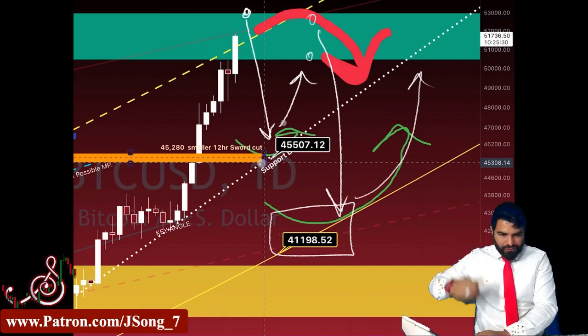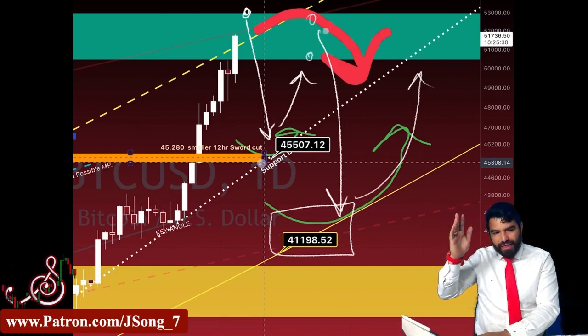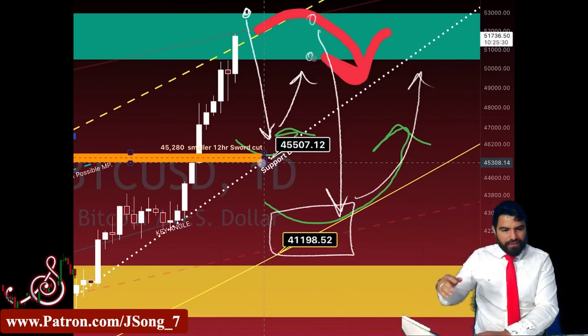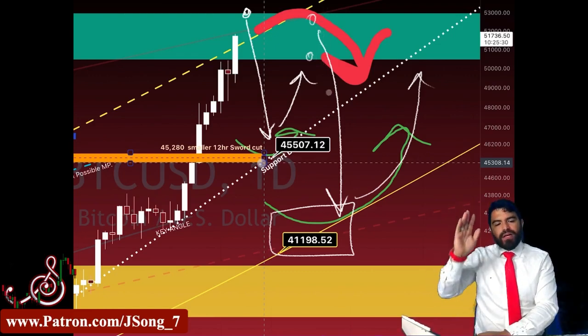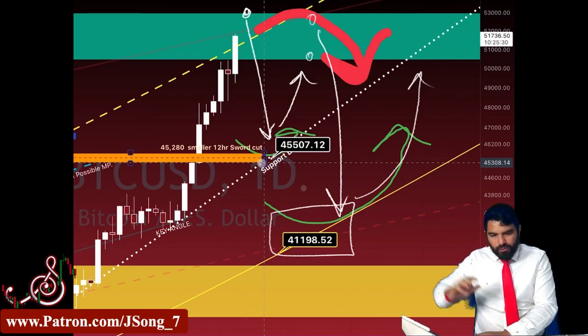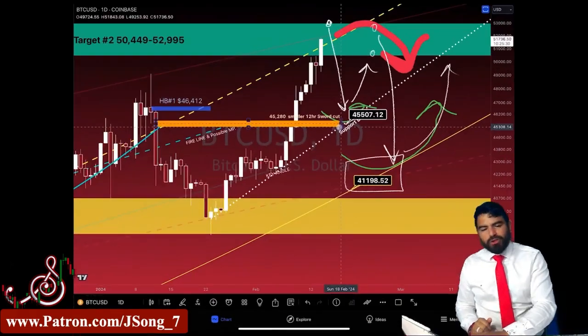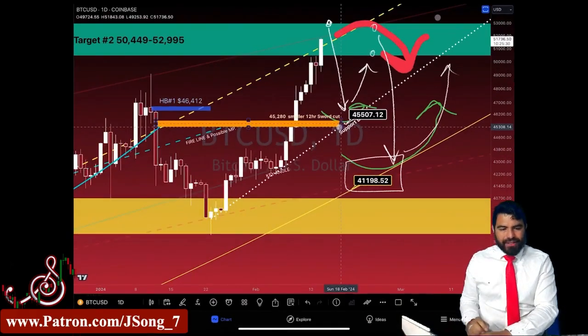So 53, 45, maybe 53 again, somewhere above there, or I'm sorry, 53, 51, somewhere maybe around there. We're going to come back down again to 41. And once we hit 41, I think we're going to come up again one more time. I think there's longer term bullishness that's still going to happen, but it's going to look like bouncing around.